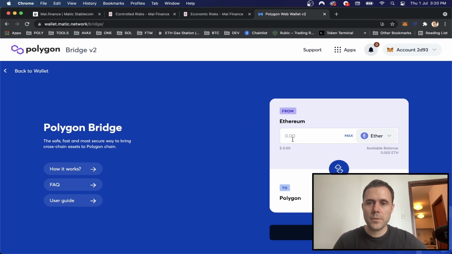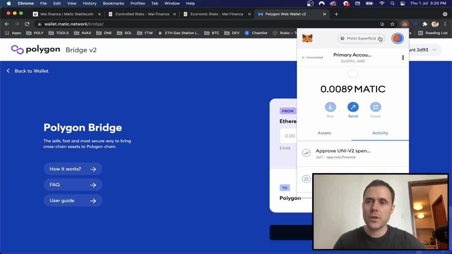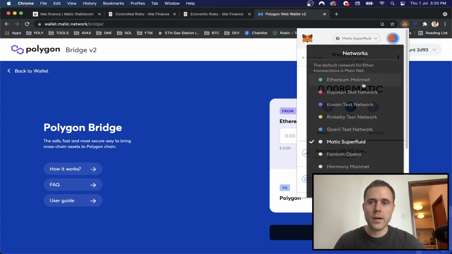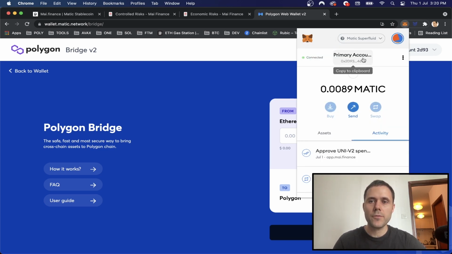So basically what we would do is we would send Ethereum here. We'll put in the amount here. We need to connect our wallet using the Ethereum mainnet RPC. So one important thing to note is that your address here is the same address for Ethereum and Polygon. This is how it works as a layer 2 solution, they actually share the same address.